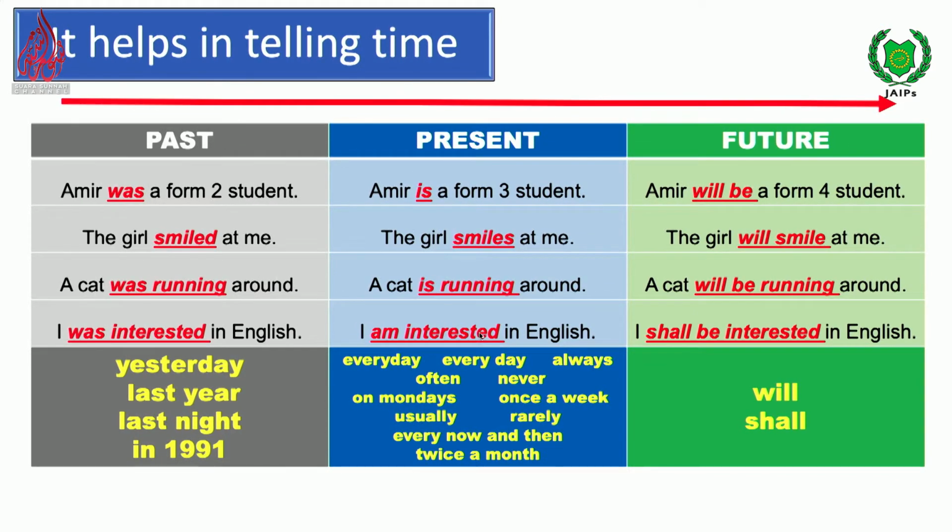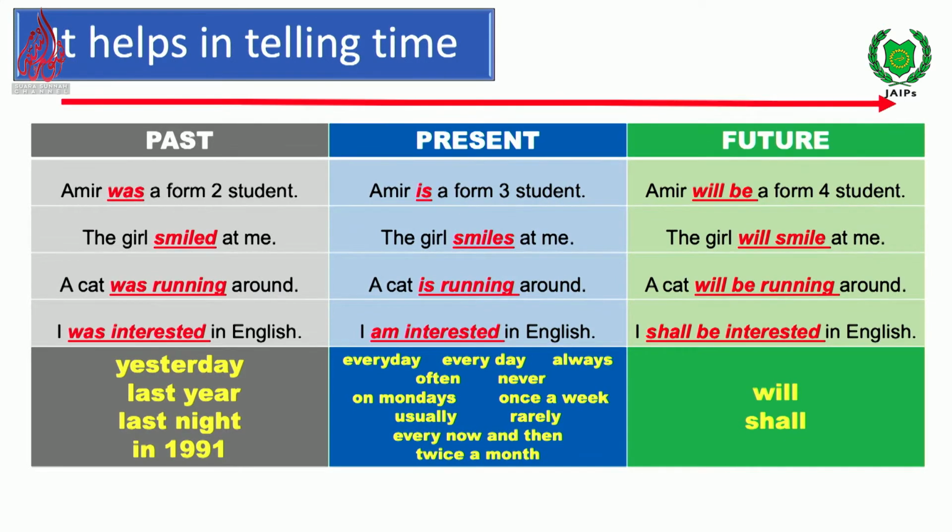Okay, as you can see here, actually, you can identify it through these few words too. For example, like we have everyday, always, often, never, on Mondays. You can see here, on Mondays means that every Mondays, once a week, so one time every week, usually, rarely, every now and then, twice a month. So all these showing on repeat, and it also shows something that always happens.